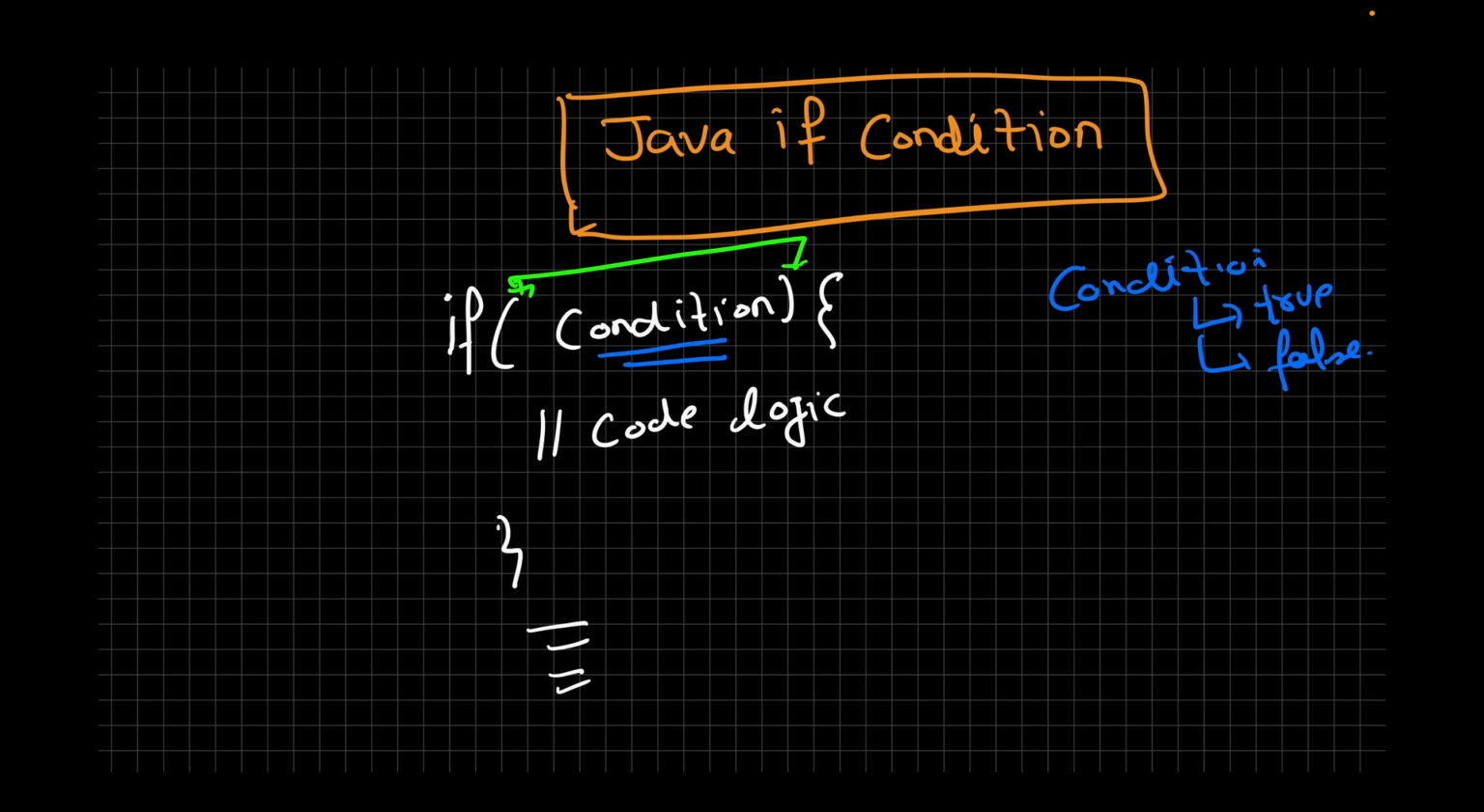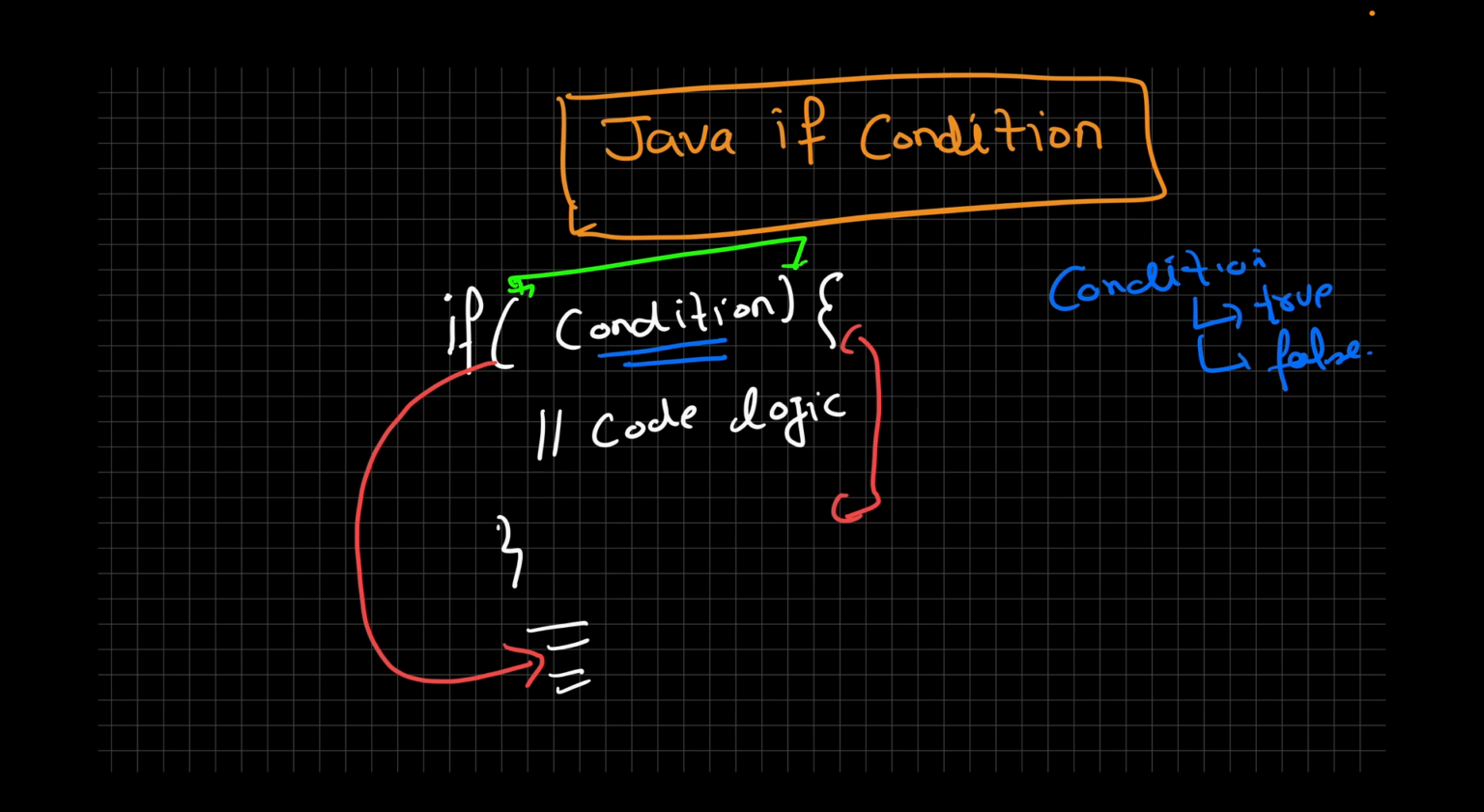Now the other part is, once this condition is true, anything written inside here will be executed. So your code logic will be executed, and if the condition is false, nothing will be executed, and the program control goes directly here. It's very simple, but as I said earlier, you're going to use it a lot in your programming, and at some point you're going to use some variation of conditional logic.